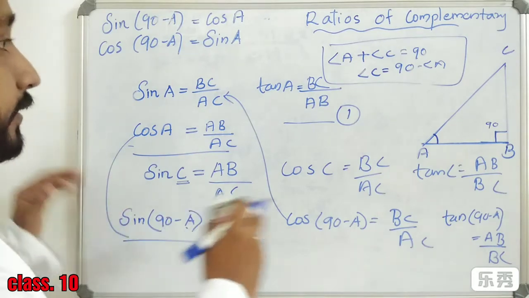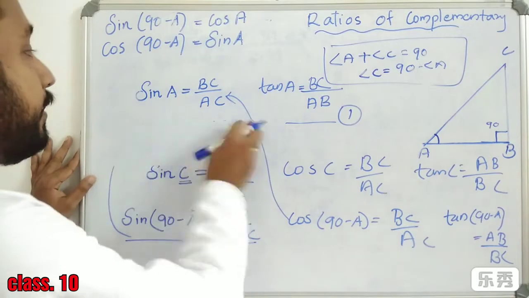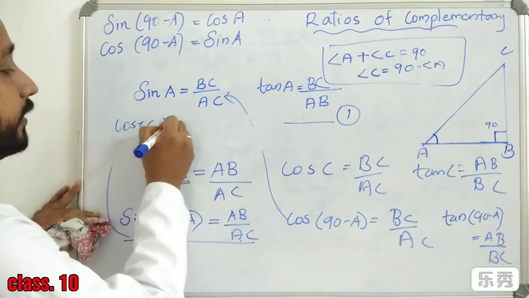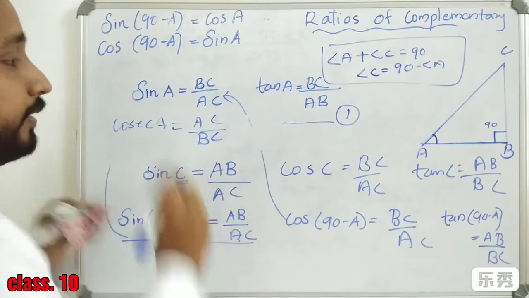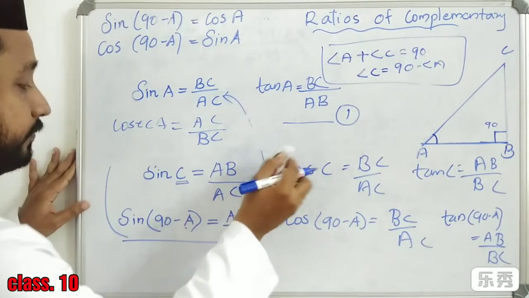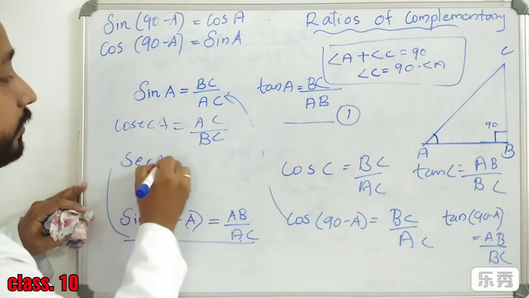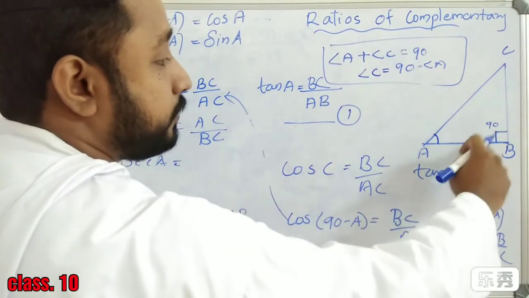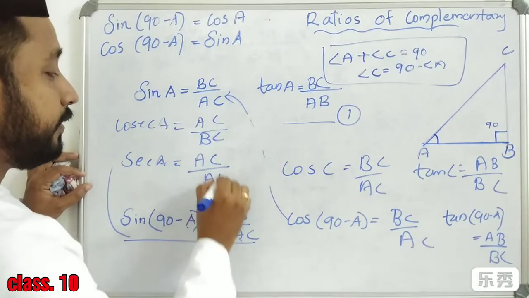Then let us consider other formulas. Sin A is equal to BC by AC. What about cosec A? Cosec A is equal to AC by BC, the reciprocal of sin A. What about sec A? Sec A is hypotenuse by adjacent side for angle A, that is AC by AB.